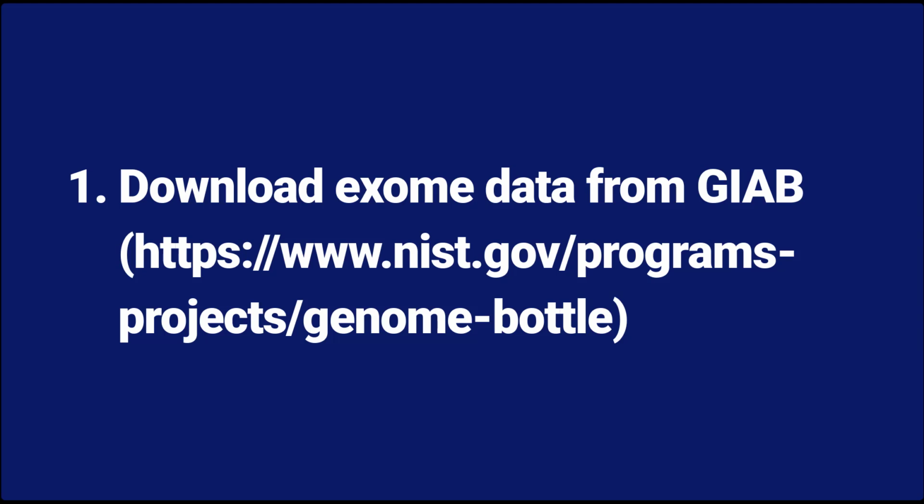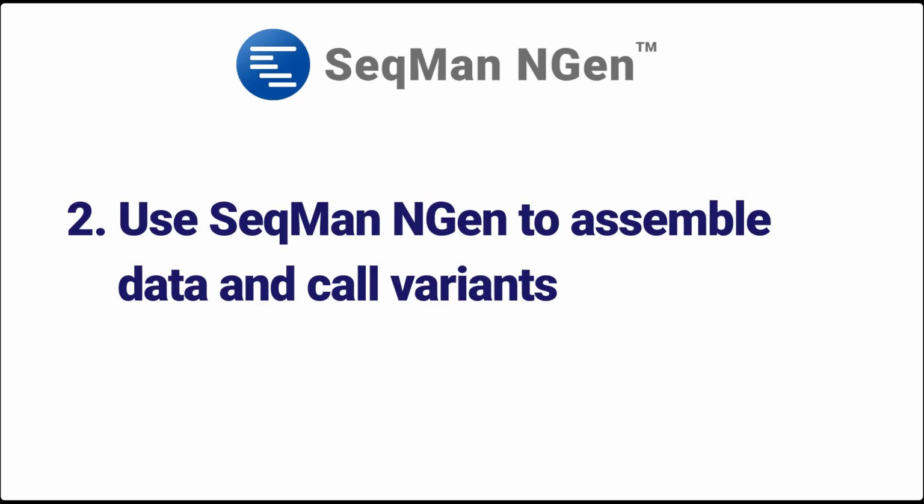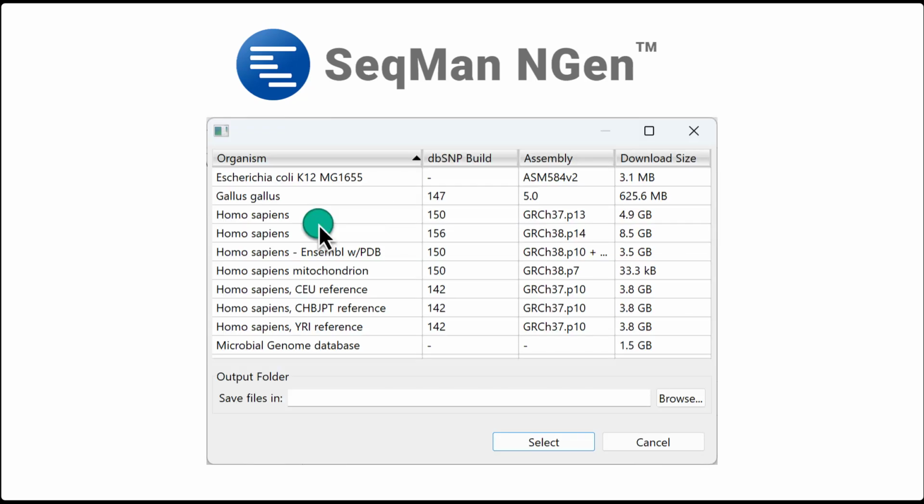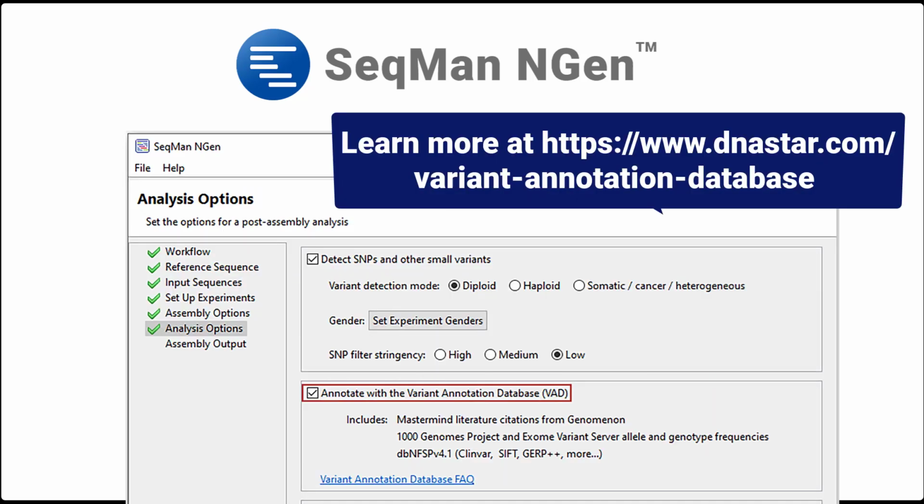To test this hypothesis, I started by downloading exome data for the trio from Genome in a Bottle. Next, I used SeqManEngine to make an assembly and call variants for each member of the trio. I knew I wanted to have an enriched set of annotations associated with these variants, so when I set up these assemblies in the Setup Wizard, I made two specific choices. First, I specified that the reference sequence be one of the human genome template packages from DNASTAR, and second, I checked the box for the variant annotation database.